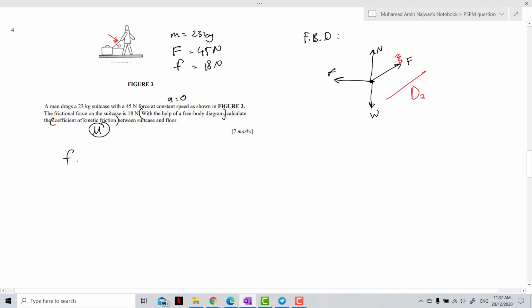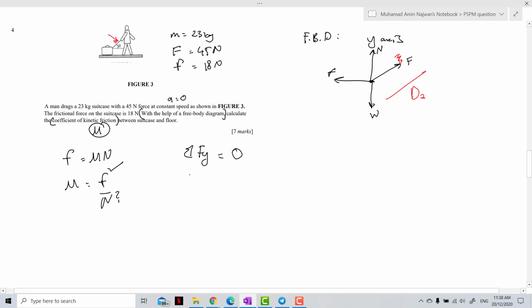I can find mu from F sama dengan mu N. So, mu equal to F over N. I ada F tapi I tak ada N. So, you kena cari you punya N. And you dekat mana? In the y-axis. So, sebab dekat y-axis kita ada summation of Fy sama dengan kosong.